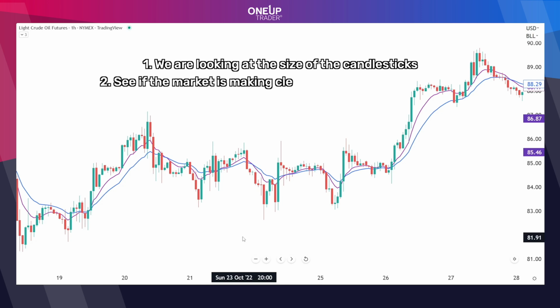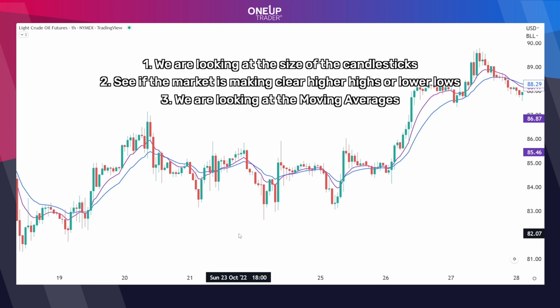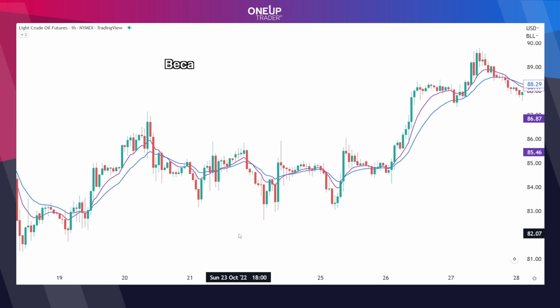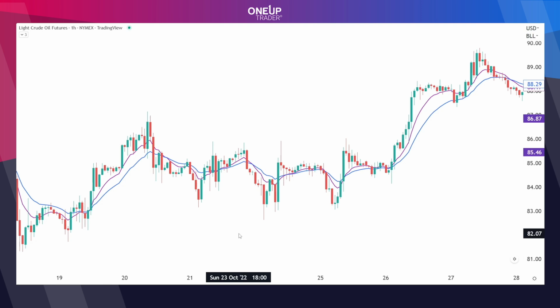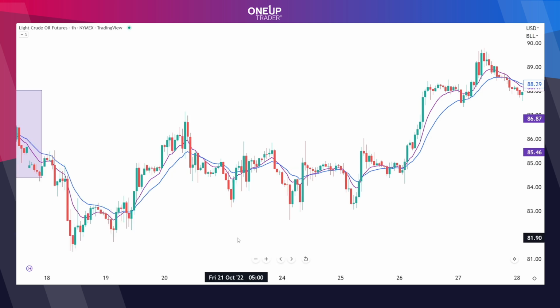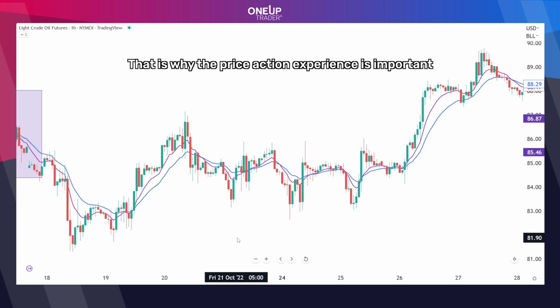The second thing that we can look at is to see if the market is making clear higher highs or clear lower lows. And we can also look at the moving averages. Now, because we're using very short-term moving averages, a 9 and an 18, we're going to see them diverge from each other a lot, even in sideways action. So it's not going to be the most reliable way of deciding whether a trend is going to occur or not. And this is where, again, price action experience will come in.